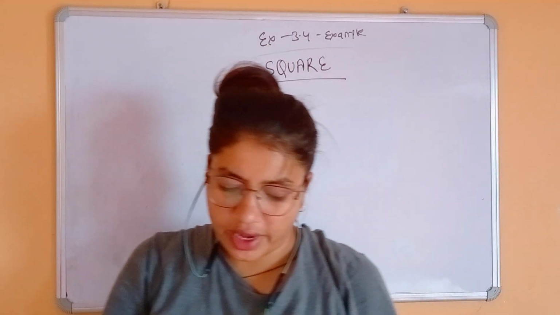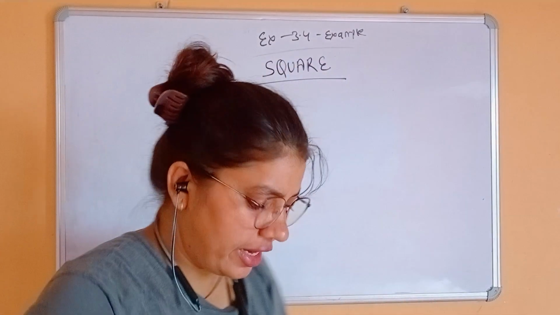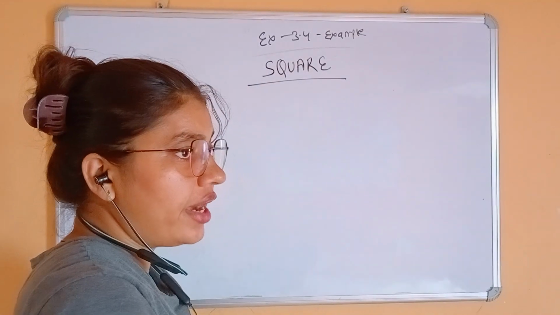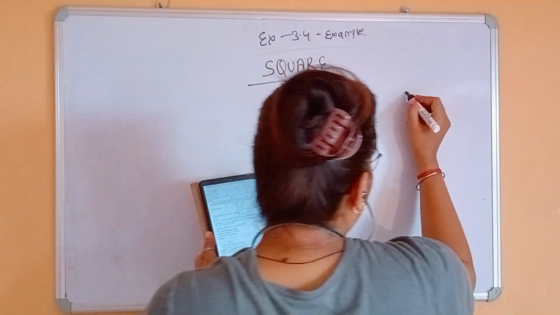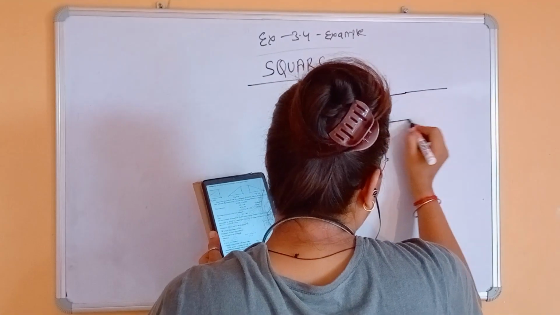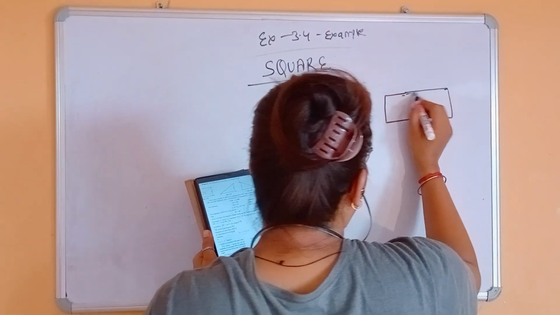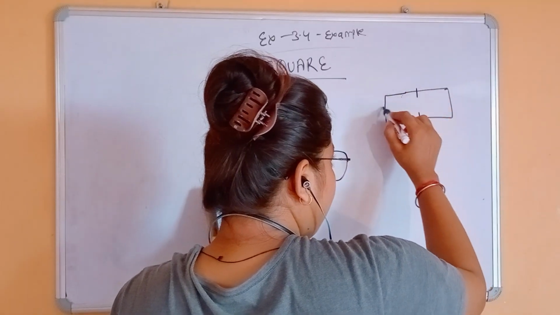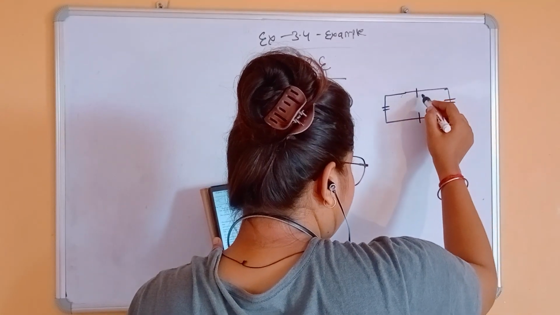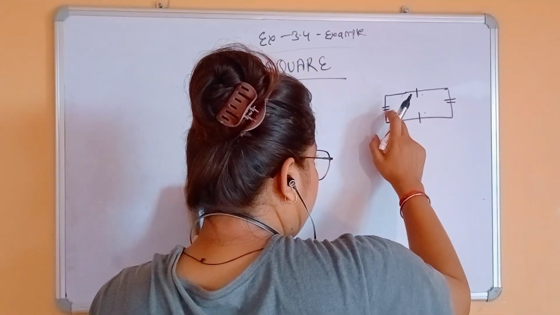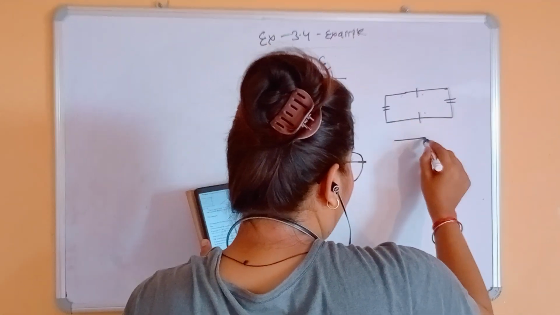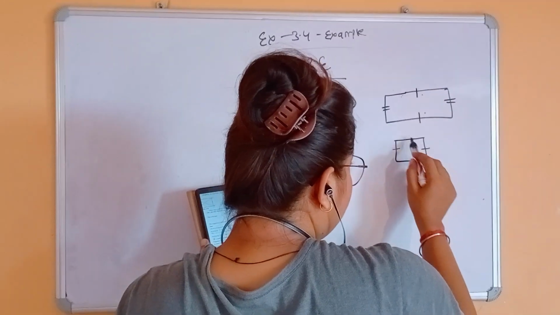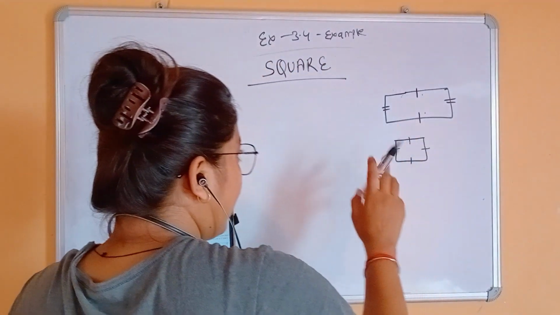First, the property says a square is a rectangle with equal sides. That means a square is also a rectangle type. A rectangle's figure is like this. In a rectangle, this side is parallel to this side, and this side is parallel to this side. But in a square, all four sides are equal.